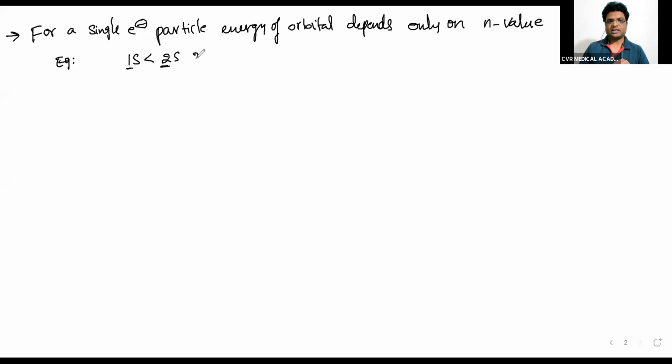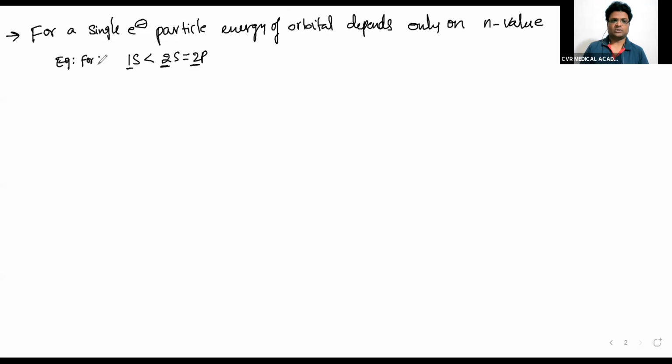And if 2p is taken, for 2p, is it less than or equal? Look at the point written above. Yes, equal. If the n value is the same, the energy will be the same for any single electron particle. Remember that.